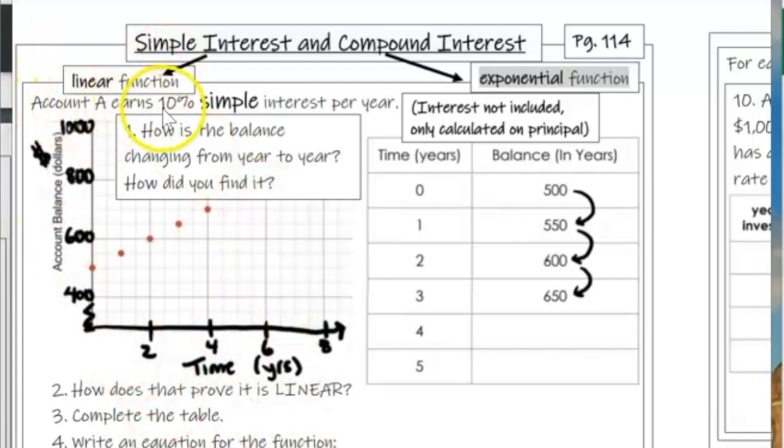All right, so we're going to look at two different scenarios. Account A earns 10% in simple interest per year. Okay, so it's shown here in the table. Here's a graph of it. How is the balance changing from year to year, and how did you find it? And you'll notice that this is a perfect straight linear function.